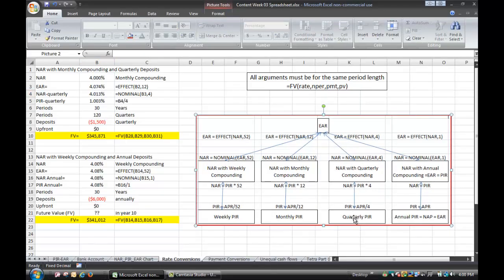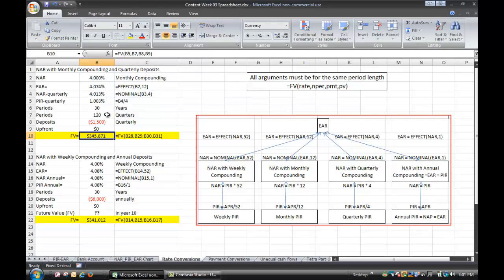To get to the quarterly PIR, which we use for calculations, we always use PIRs to compute interest, we divide by 4, and it's 1.003%. So then in a future value function, we have 30 years, which we're working in quarters now. We're converting everything to quarters to match our quarterly deposit. So there'll be 120 quarters. Each one has a $1,500 deposit. And so we have B5, which is a quarterly PIR, B7, which is 120 quarters, and B8, which is a quarterly deposit. They all match.